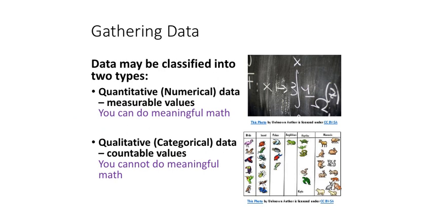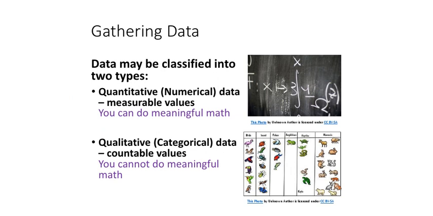Gathering data, we were interested in classifying the kind of data that we actually have. Well, there are two types. Data can be quantitative, which is numerical data, or qualitative, that is categorical data. The difference is this. In quantitative data, we're talking about numbers, things that we can do meaningful math with. Measurements about height are an example of quantitative data. On the other hand, qualitative data is data that cannot be given in number form.